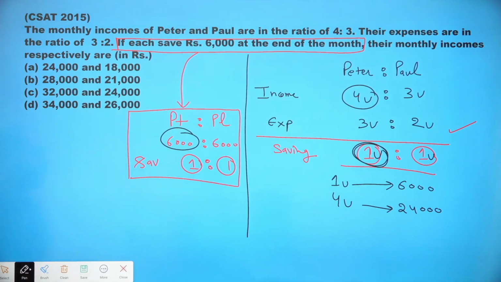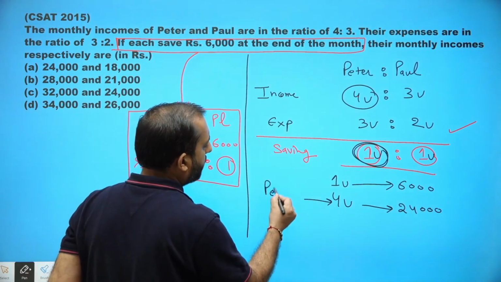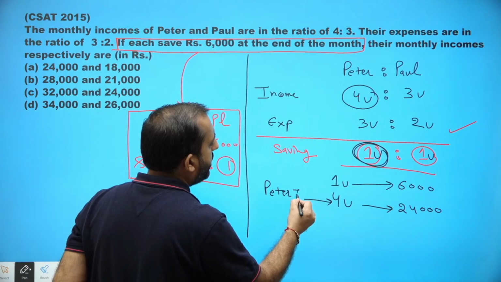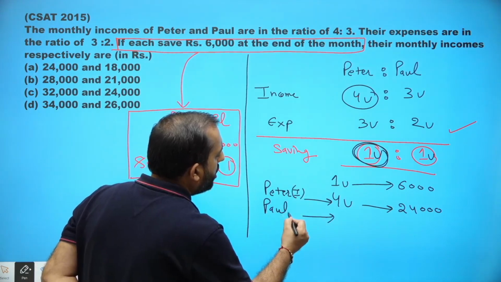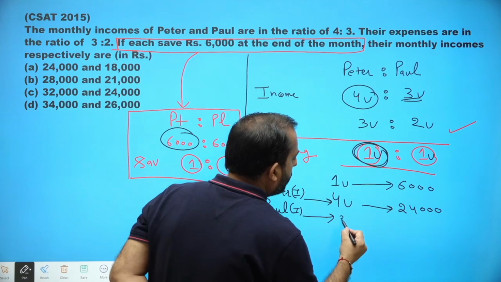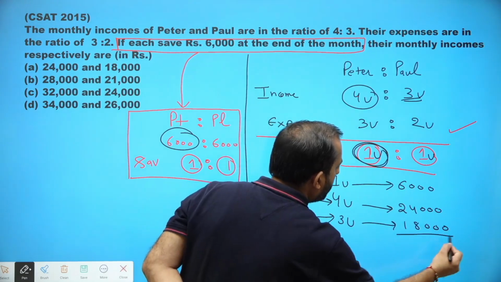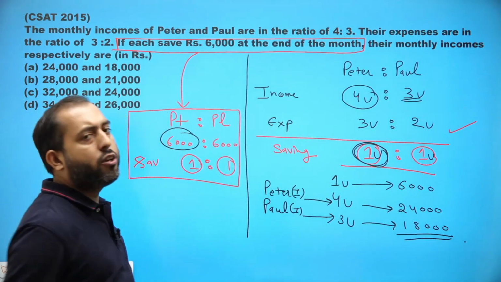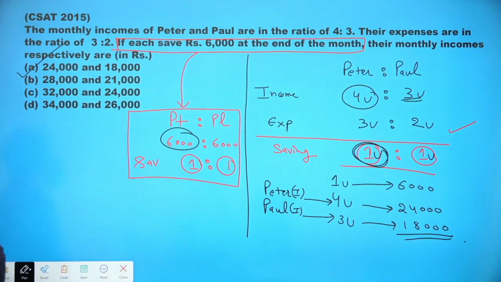This was the income of Peter. 4 units is the income of Peter, and the income of Paul is 3 units. So if 1 unit corresponds to 6,000, 4 units will correspond to 24,000 and 3 units will correspond to 18,000. Hence the answer is option A. Kindly make a note of it.